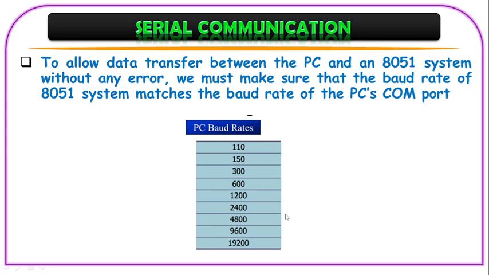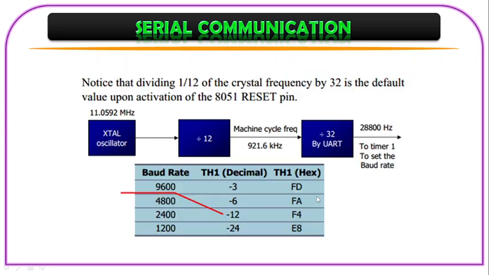We have to create this particular frequency from the available frequency. So how it is done: you have an 11 megahertz crystal frequency, and internally it is divided by 12. Everyone knows that the 8051 internally divides the crystal oscillator frequency by 12. So if you have 11 megahertz as the crystal frequency, you will get 921.6 kilohertz after the internal division by 12. And there is a UART, universal asynchronous receiver transmitter. This will divide it by 32, and you will get an output of 28.8 kilohertz.